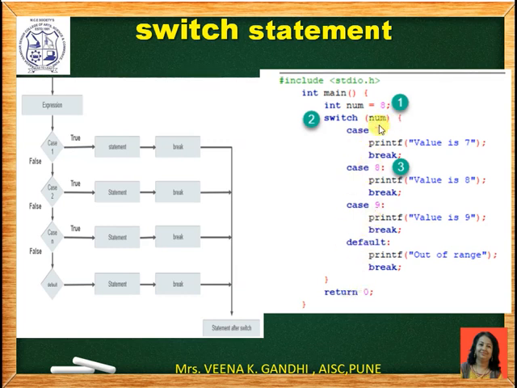So num equal to case 7. So num is 8 and case 7 does not match. So it will go to the next case. Next case is case 8. So num 8 and case 8 will be matched. It will print the value is 8 and then give the break statement. So the break statement will exit from the switch case and control will come here, return 0. If case 7, case 8, case 9 do not match, then default will be executed.